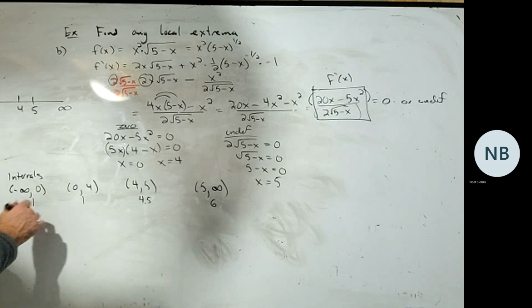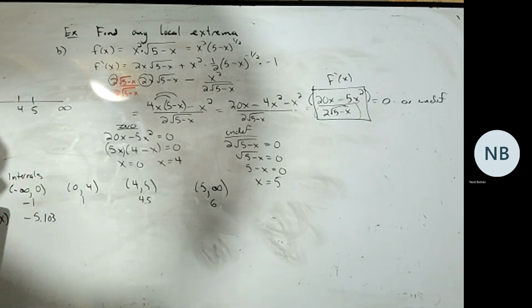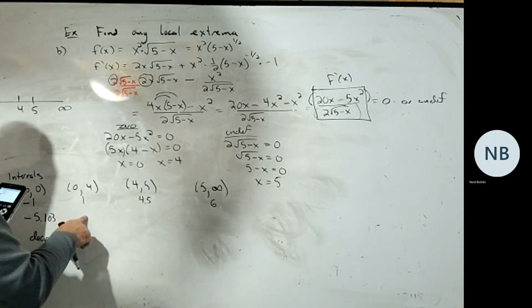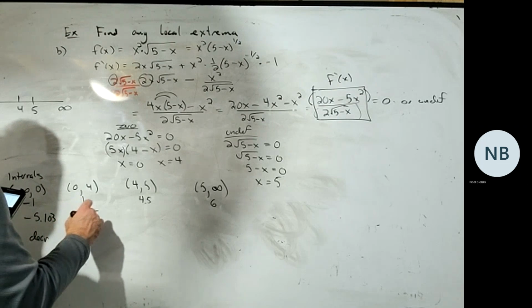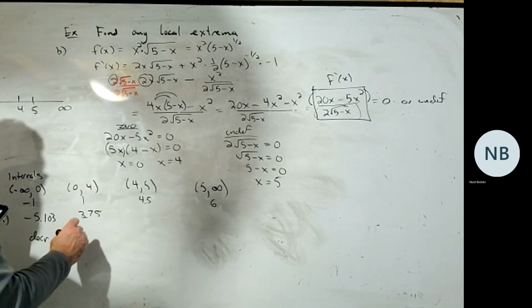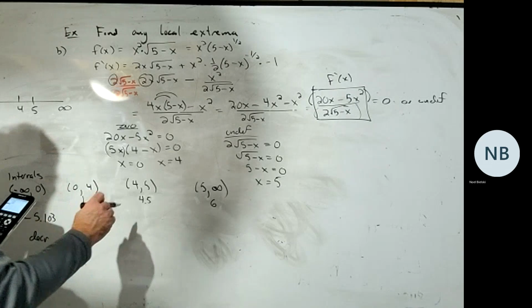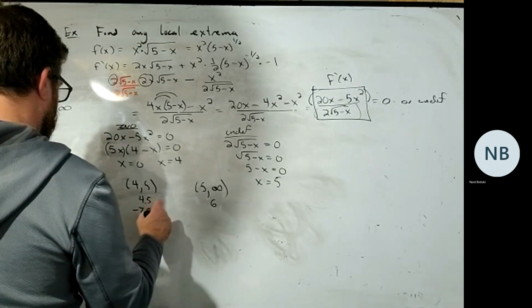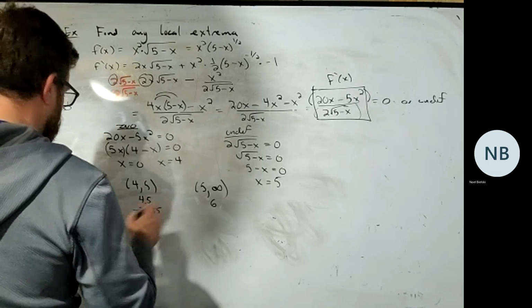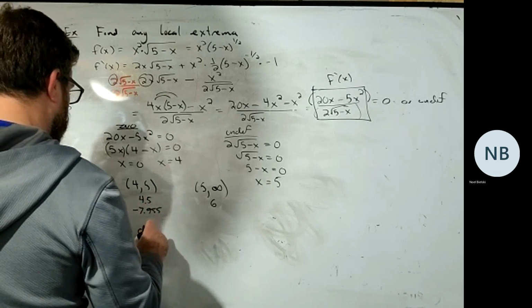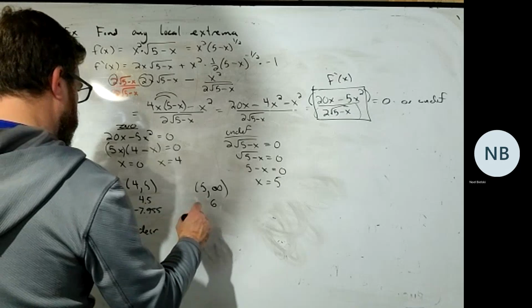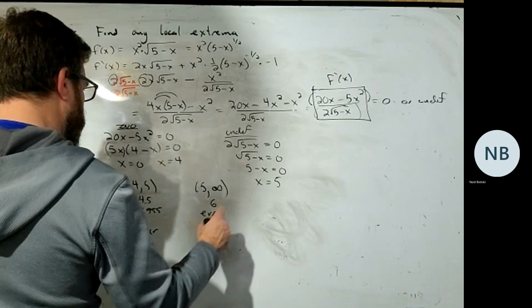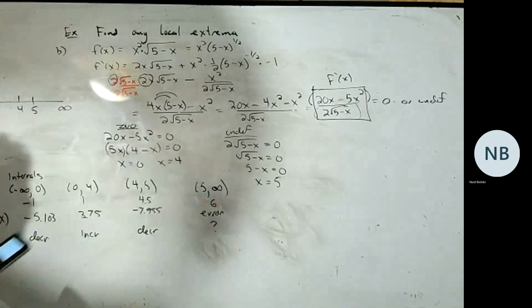So negative 1, I get negative 5.103. All I know is it's negative, therefore it's decreasing. At 1, I get 3.75, a positive number, so that means it's increasing. At 4.5, I get negative 7.955. It's a negative number, it's decreasing. And at 6, I get an error. So the question is, why do we get an error there?